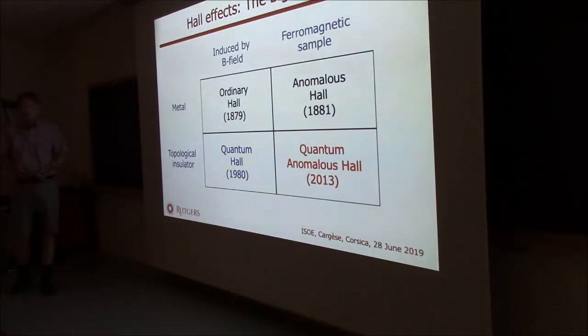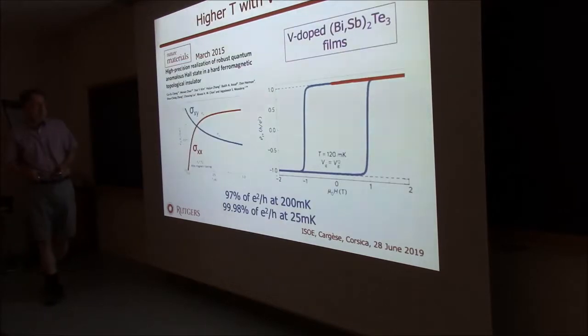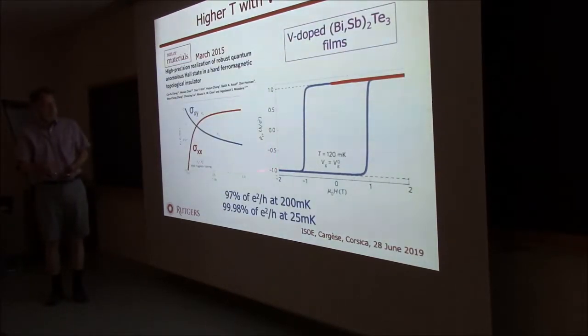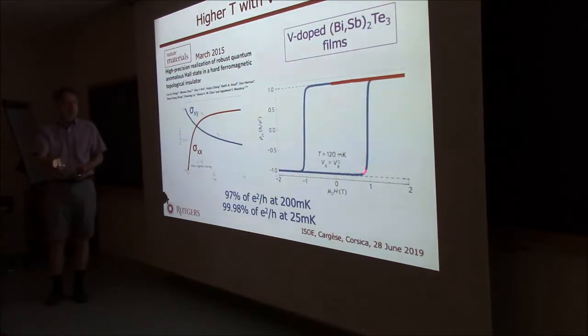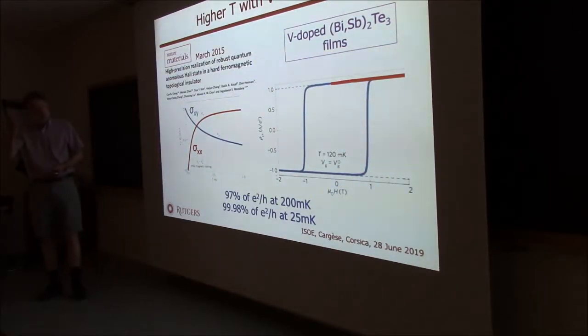But at least we now have experimental proof that, so this is actually a measurement of the anomalous Hall conductivity as a function of magnetic field. You see that it's a hysteresis loop because at some point the magnetic field flips the magnetization of the two-dimensional ferromagnetic film. And then, of course, the Chern number changes from -1 to 1 and vice versa.